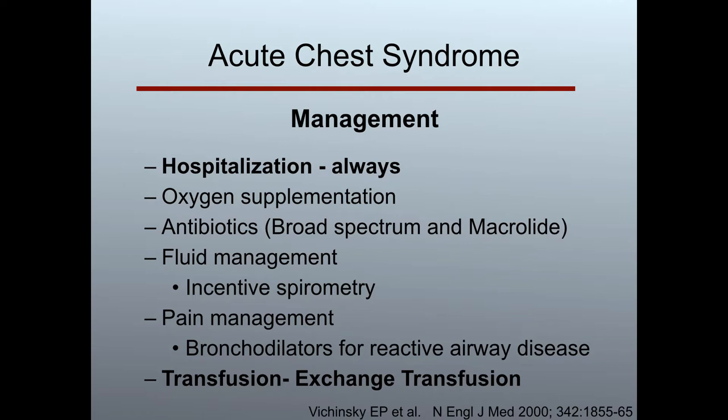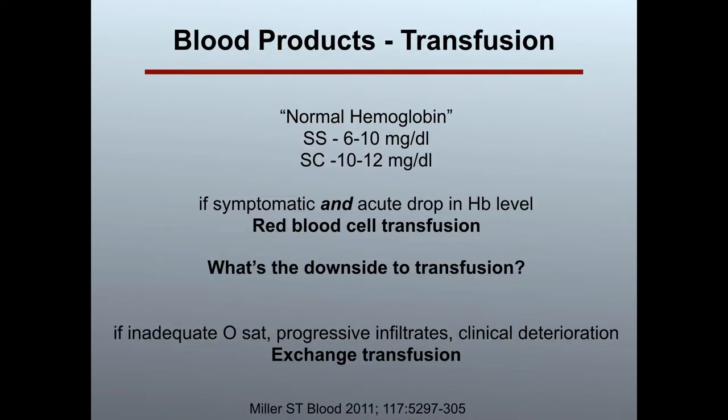You need to do very good pain management. And if that's not working, if they're clinically deteriorating, as I told you before, the answer is always exchange transfusion, okay? Now, if you're working in a rural emergency department, you can't do an exchange transfusion, all right? That's something that you probably need to transfer the patient for. I'll suggest that if you're in a hospital that doesn't have a hematologist, you should transfer your patient when you think they have acute chest.